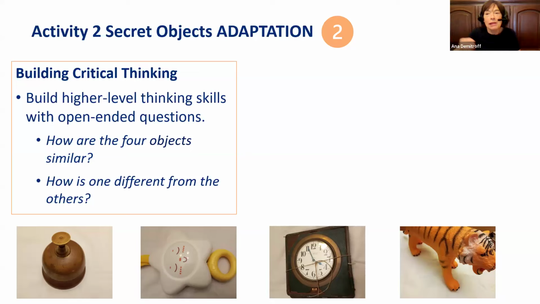For example, how are these four objects similar? Now, it's difficult for you as the audience here because you haven't seen the entire activity, but all of these objects make a sound. But the more interesting question is, how is one object different from the other? And of course, there can be more than one answer, because it's an open-ended question. So, for example, one student might say, well, we pull the mechanism for the bell, but push the sound mechanism in the other objects. Or we might say, the bell, the music box, and the toy tiger are loud, whereas the clock is quiet.